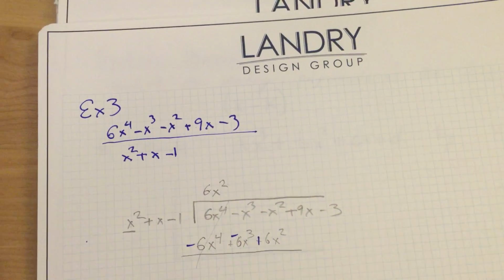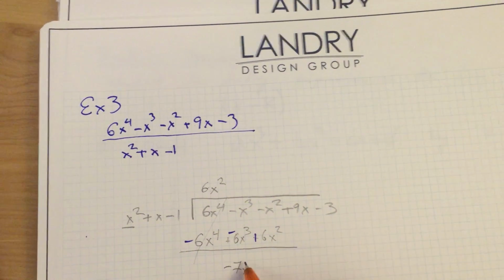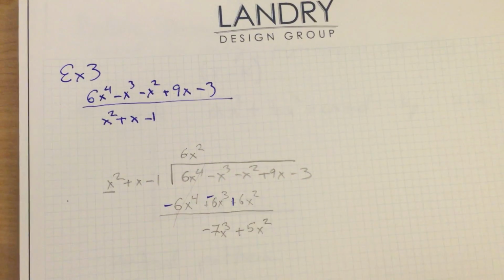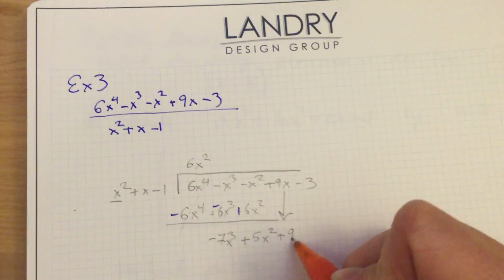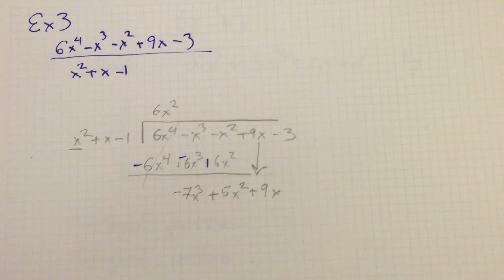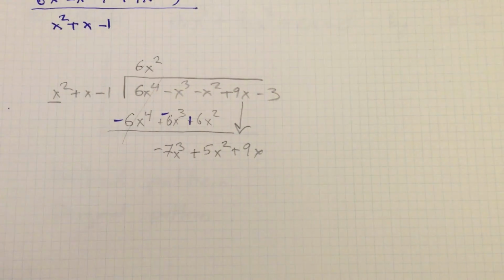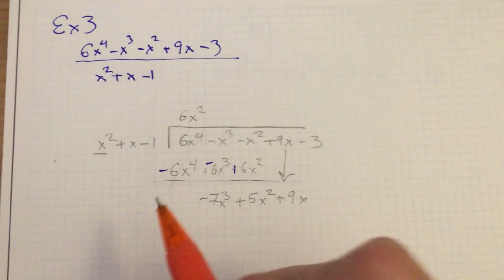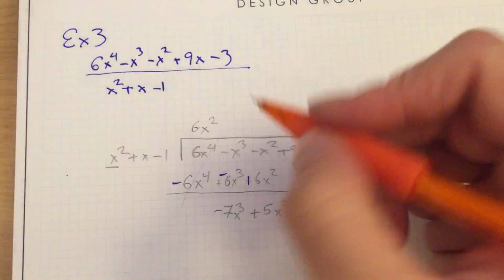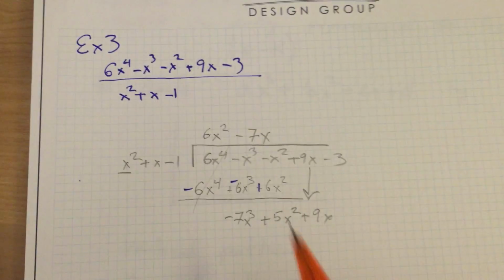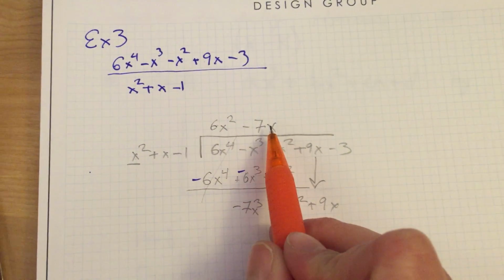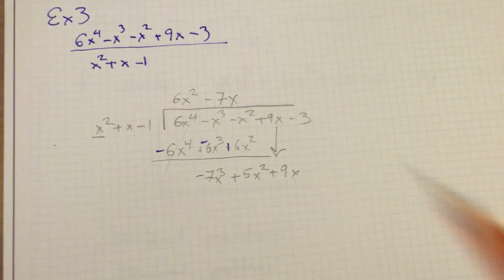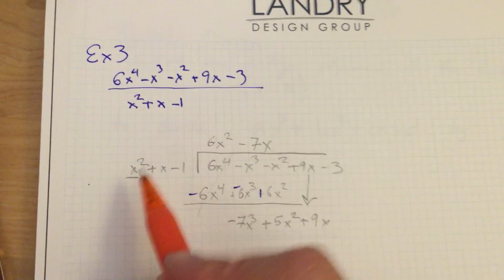So cancel those out, negative and negative, so minus 7x cubed, and 6 minus 1 will leave you with a positive 5x squared. Bring down that positive 9x, and we're going to do this one more time. All right, so again, x squared times what gives you a negative 7x cubed, so minus 7x. And notice that your quotient is also decreasing, so it's not going to be squared and then another squared. All right, so that kind of little things will help you along the way.